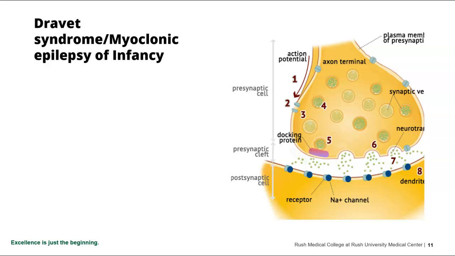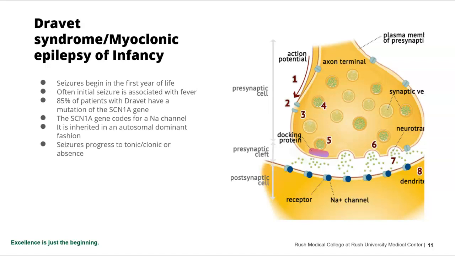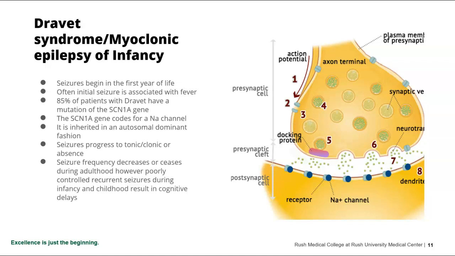Dravet syndrome, or myoclonic epilepsy of infancy, seizures begin in the first year of life. Often the initial seizure is associated with a fever. So you think, oh, it's just a febrile seizure, but then things get worse. 85% of patients with Dravet syndrome have a mutation of the SCN1A gene, and this codes for a sodium channel. It's inherited, again, in an autosomal dominant fashion. The vast majority of these non-syndromic seizure disorders are dominant. Seizures progress to tonic-clonic or even absence, and the frequency actually decreases as adulthood.